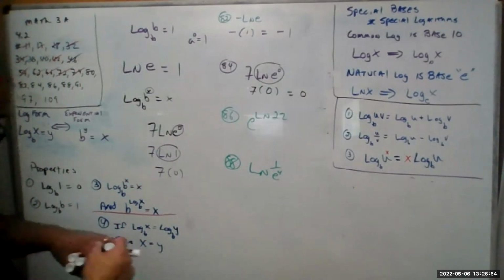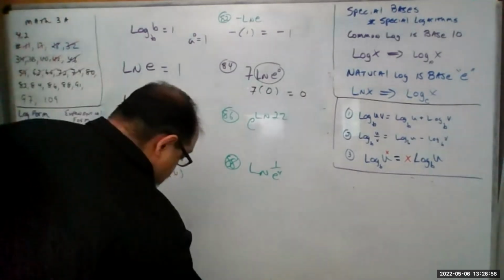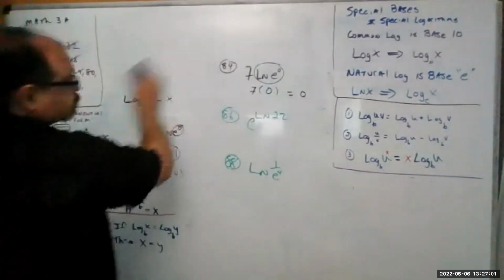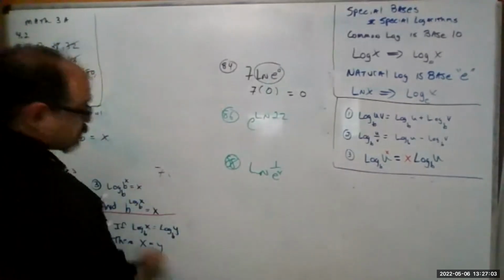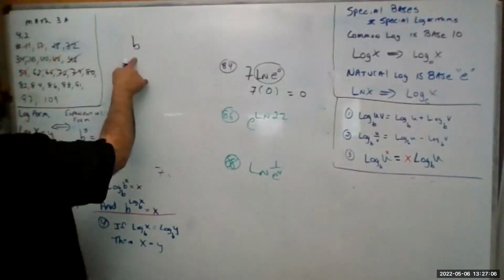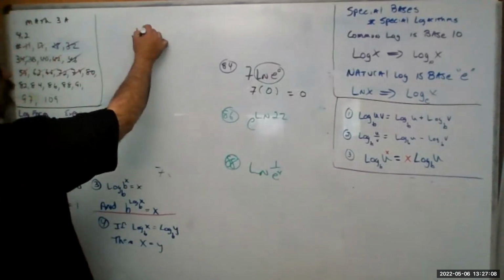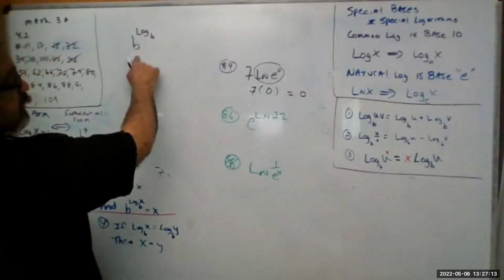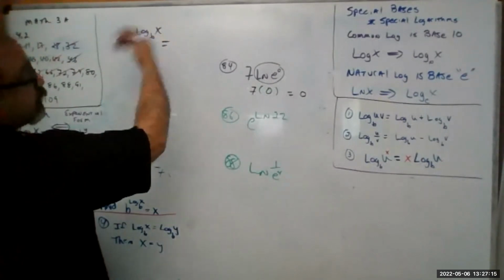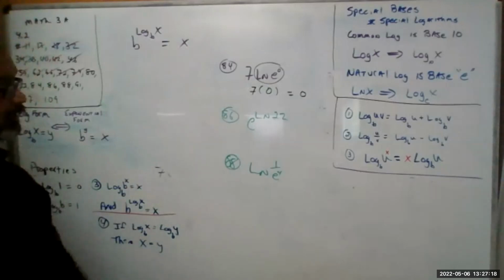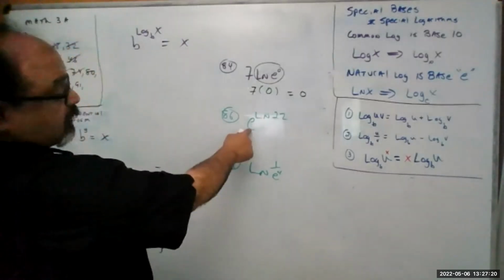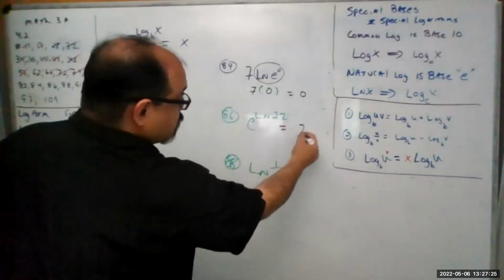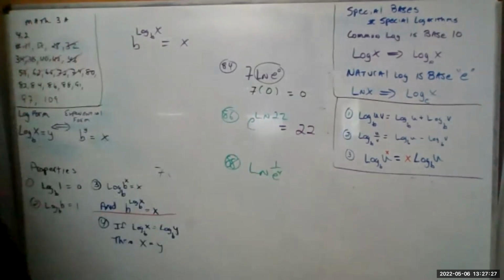On 86, it's the other version of property number 3. When you have the base of your exponent being raised to a logarithm base b of an x, base of the exponent and base of the logarithm are the same thing, they undo each other, you just get the x. So since this base of the exponent is e, raised to a logarithm base e, they're going to undo each other and you get 22. That's all.